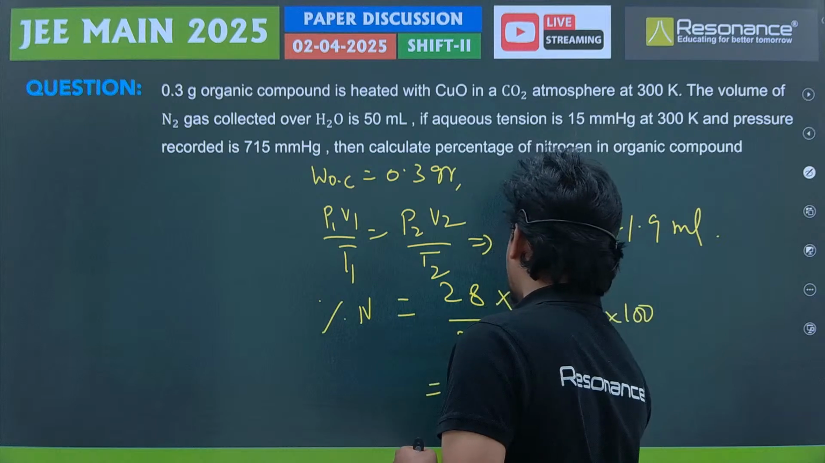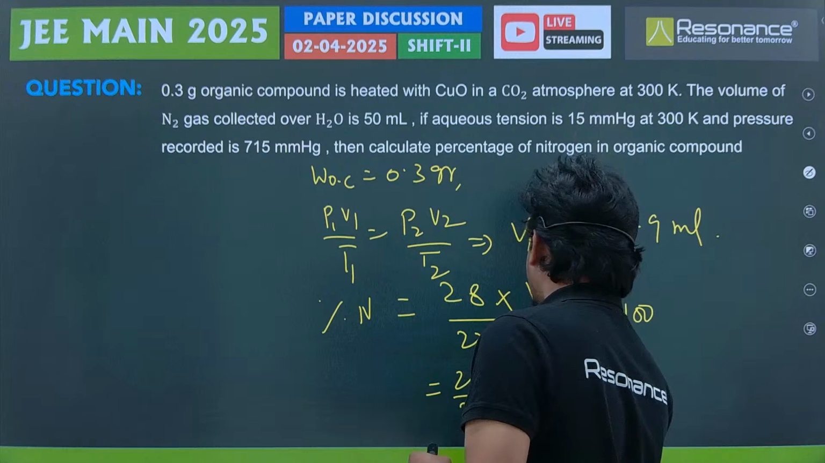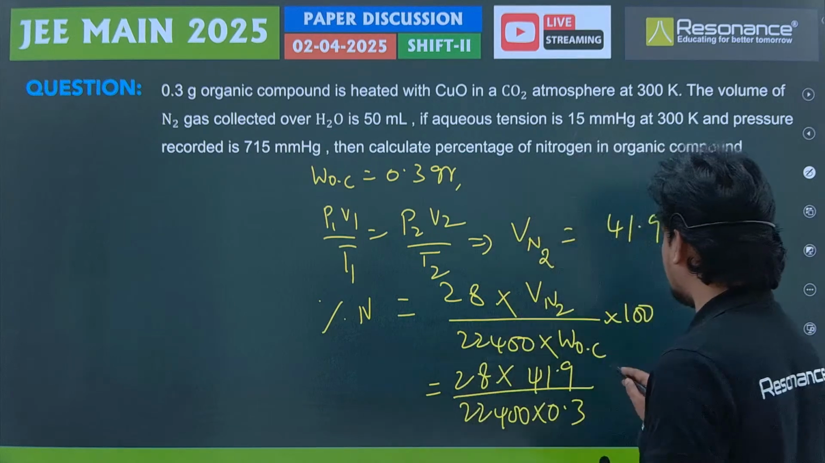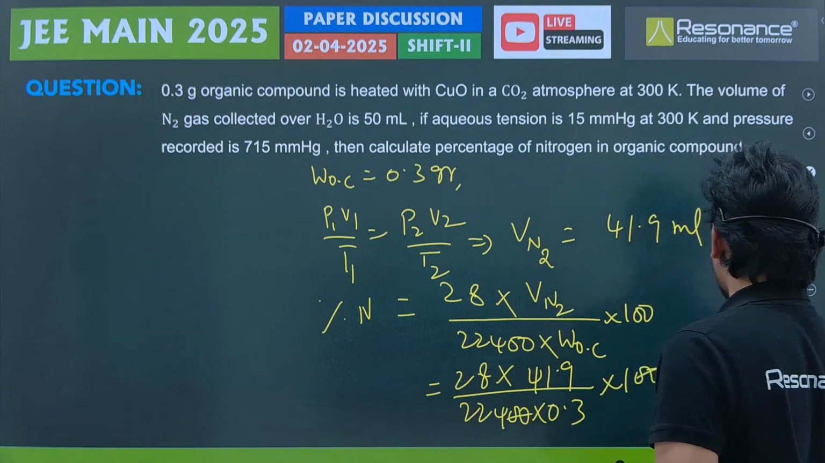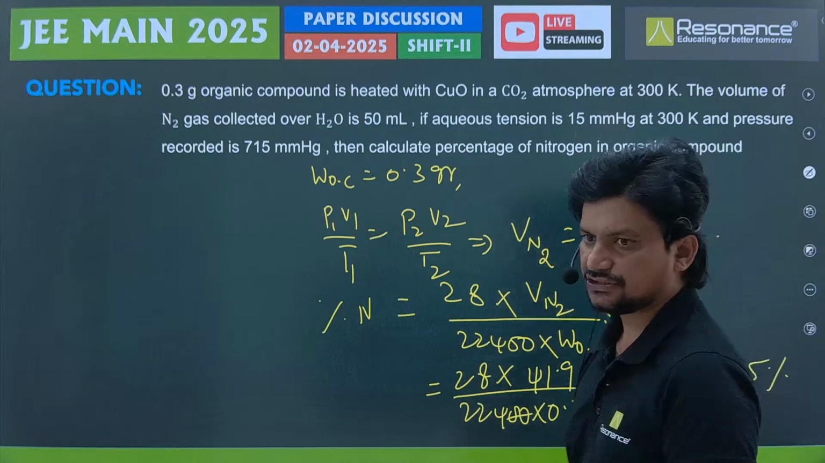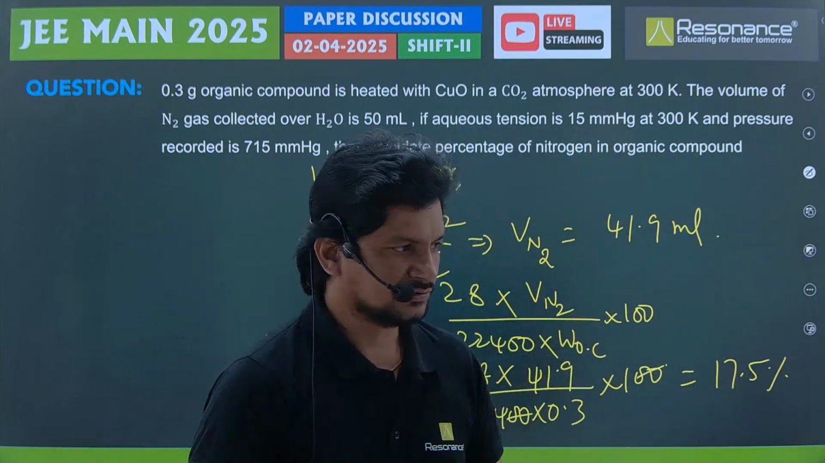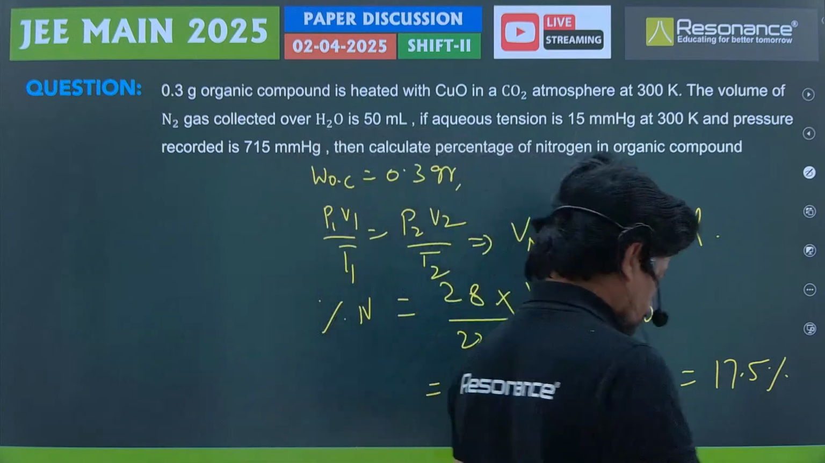28 into volume of nitrogen 41.9 by 22,400 into weight of organic compound 0.3 grams into 100. Then we get approximately 17.5%. This is a direct NCERT question from the Dumas method. Okay, right? Let's move to the next question.